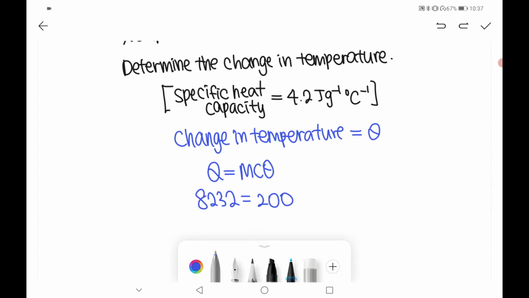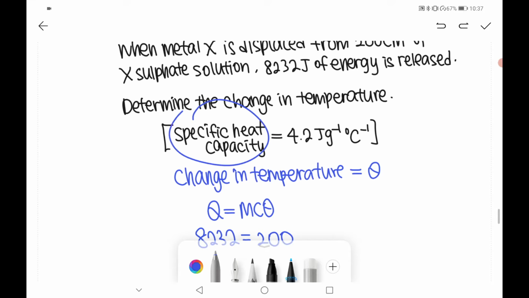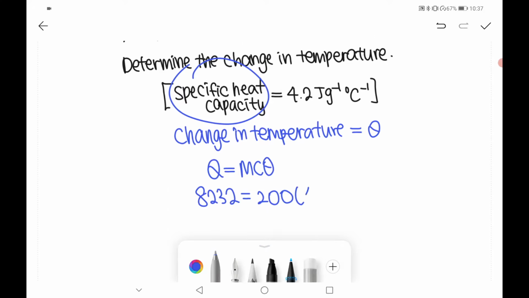C is heat capacity. The heat capacity value is always given, so we don't need to memorize. Just put the value in, 4.2. Then the last one is theta, which we don't know, so just copy it. When you do your calculation using your calculator, you should be able to find that theta, the final answer, is 9.8. And don't forget about the unit.